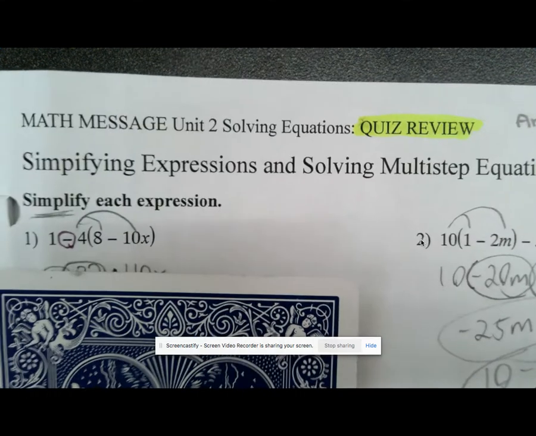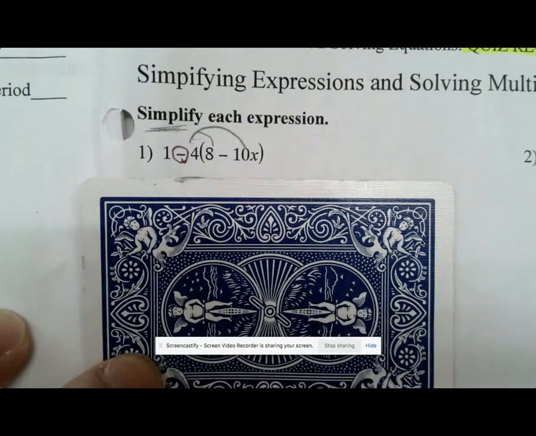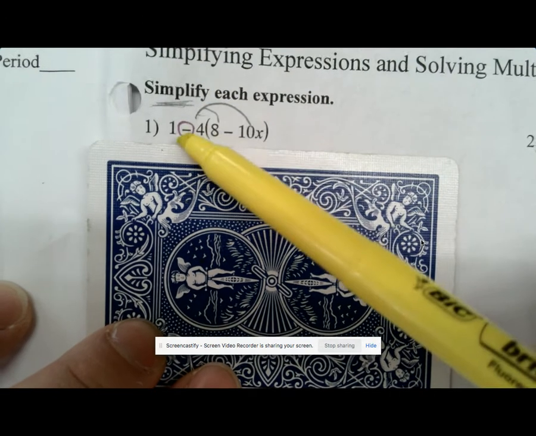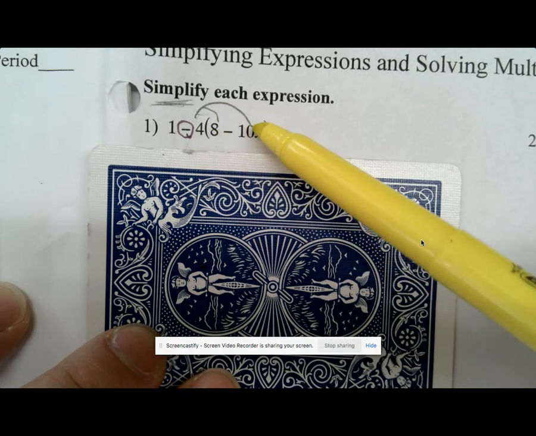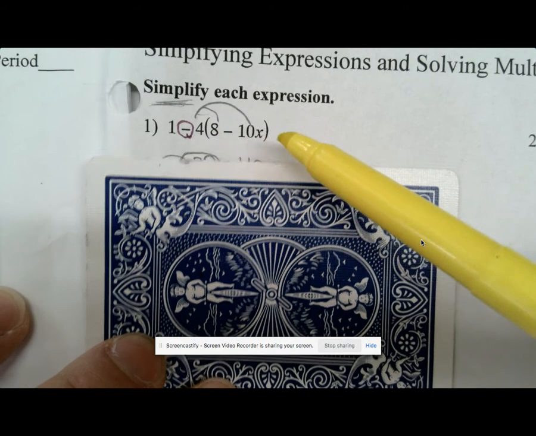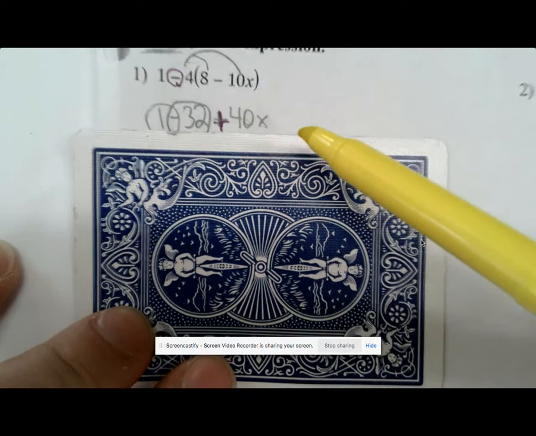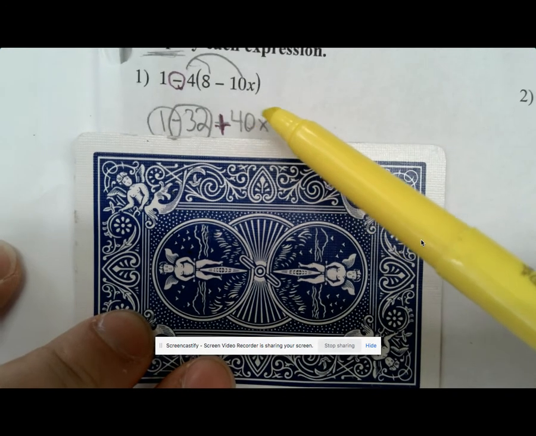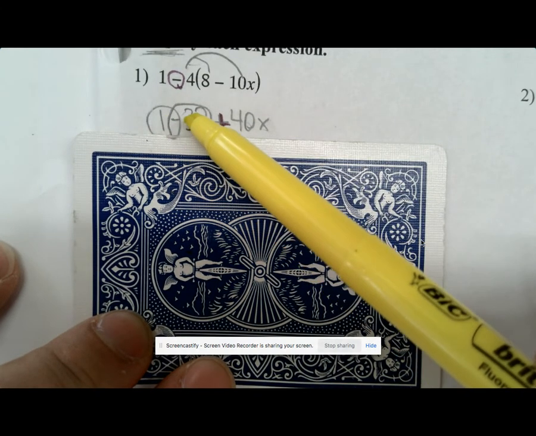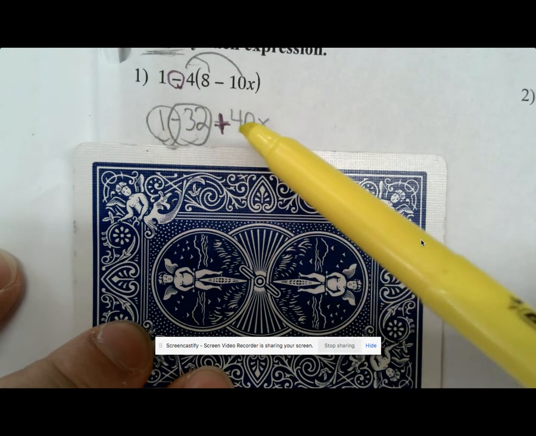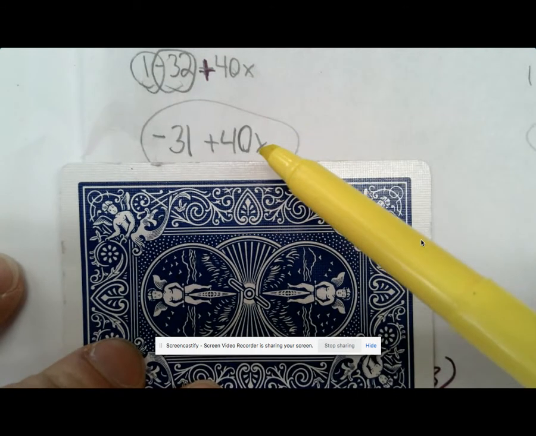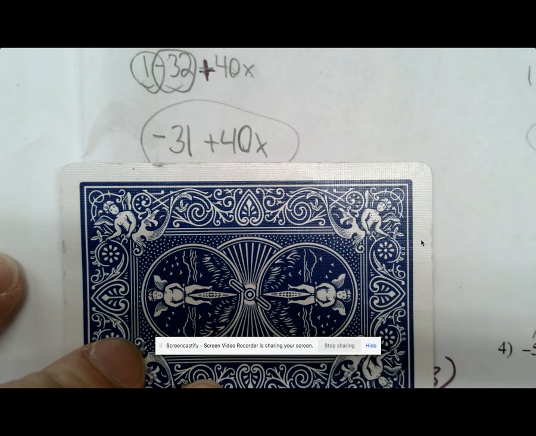So the first part of the quiz tomorrow is going to deal with simplifying expressions. For number one, remember how we talked about you got to always not forget to carry along the leash. So you multiply -4 times 8, -32, plus negative times negative is positive 40x. Then from there, the only like terms, because this has an x and these don't, is 1 plus -32, which should give you, subtract more negatives, -31 plus 40x for number one.